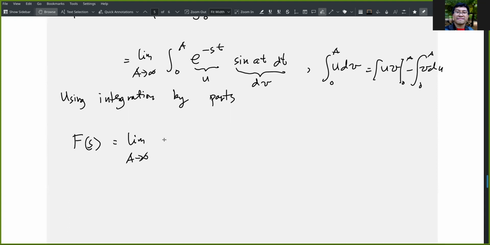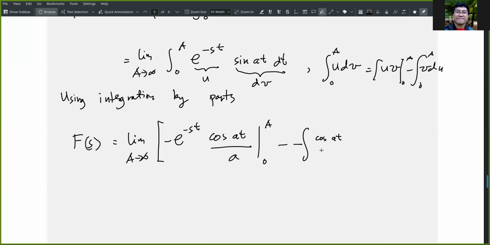Okay, so simply we have uv, so e^(-st), and then v should be cosine. The derivative of cosine is sine times a, so there should be an a. Negative sign, I mean, so there should be a negative. Let's put the negative here, evaluated from 0 to a, minus the integral. The v is negative cosine(at), let's put the a here, divided by a.